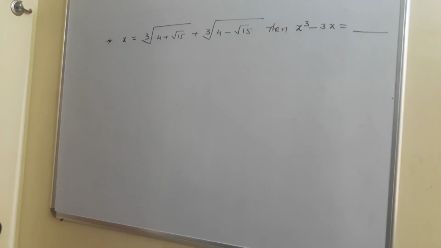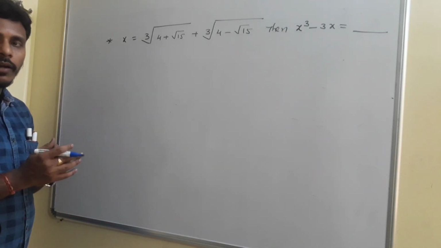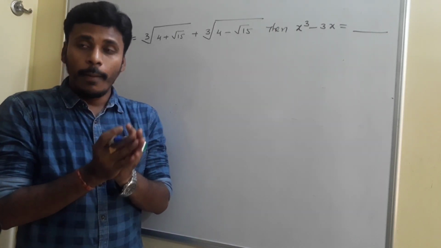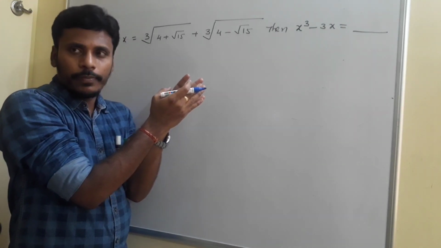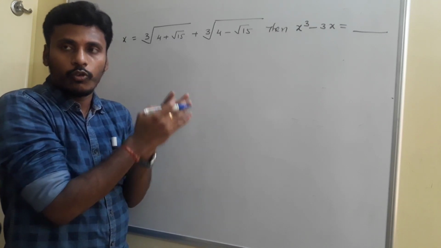Look at the problem. x is equals to cube root of 4 plus root 15 plus cube root of 4 minus root 15. You need to find x cube minus 3x. To find that x cube minus 3x, see, one idea what we have in our brains is we need to go with cubing on both sides surely. But if you directly do that cubing on both sides, it may create some disturbance because the things are cube roots of 4 plus root 15 and cube roots of 4 minus root 15.